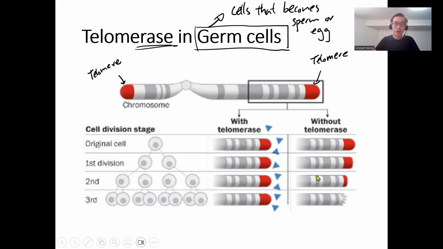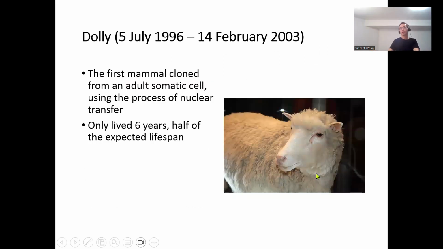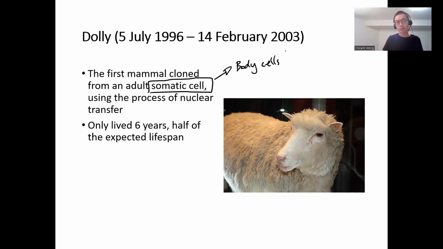Okay, I hope so. Now, let's go back to Dolly. For those of you who don't know who Dolly was, Dolly is the first mammal to be cloned from an adult somatic cell. What is a somatic cell? A somatic cell is the opposite of a germ cell. These are bodily cells, body cells. So any cell in your body that's not a sperm or egg, we call that a somatic cell. Okay. Now, it's the first mammal cloned from an adult body cell.